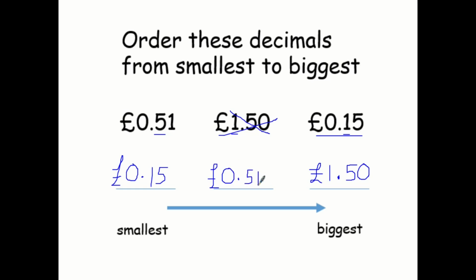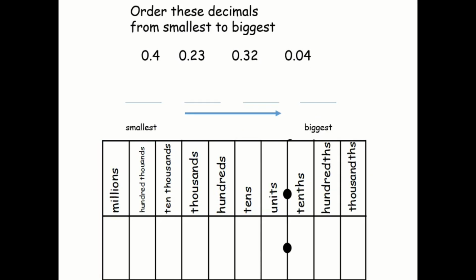So that's a nice straightforward example because it's money, and we're all quite familiar with money. Order these decimals from smallest to biggest. So now there is no pound sign, so we have to think about them as just numbers, not money. But we can quite easily do this. We just need to look at the place value table. So I'm going to put all these numbers in the place value grid. I'm going to put 0.4 here. I'm going to put 0.23.